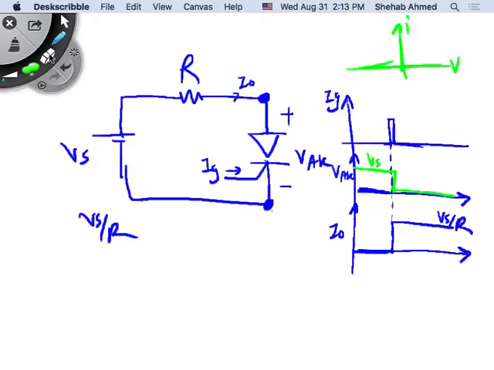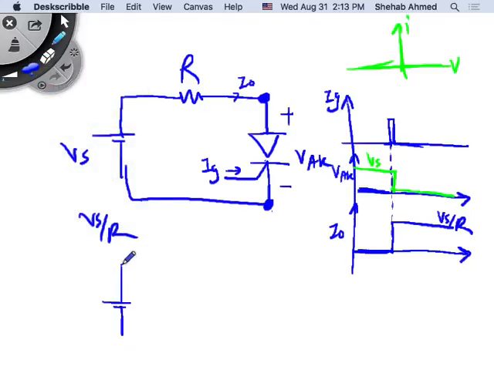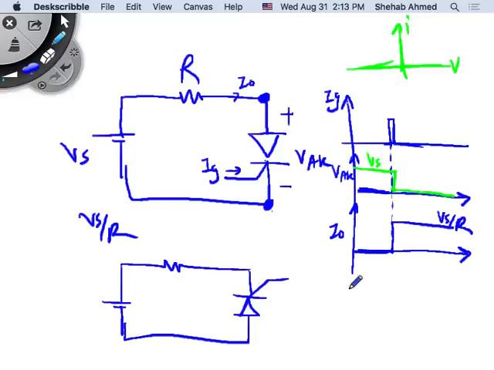How about if I flip the device? If I flip the device and I do this, and I provide the gate signal at the same time, what's going to happen to the current and the voltage? Current, I output will look like what?